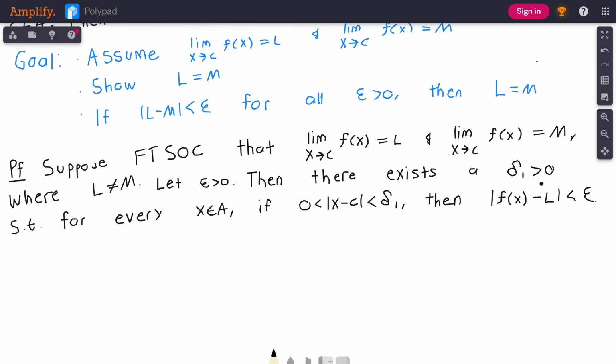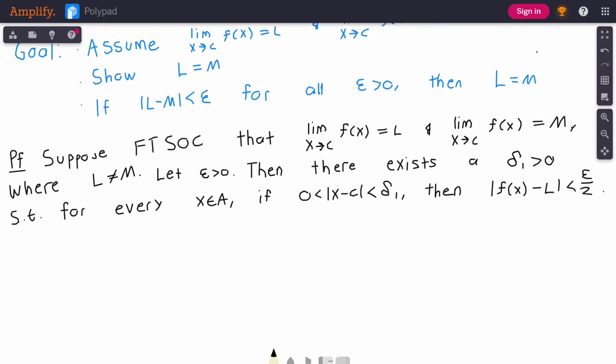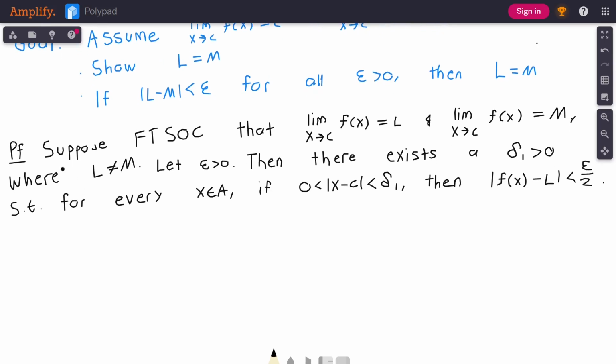But there's one more thing we want to change: we don't want this to be epsilon. We want this to be less than epsilon over 2, and this will be apparent later. Right, we're going to use the triangle inequality, and we're going to want to end at epsilon. So we're going to want an epsilon over 2 right there.